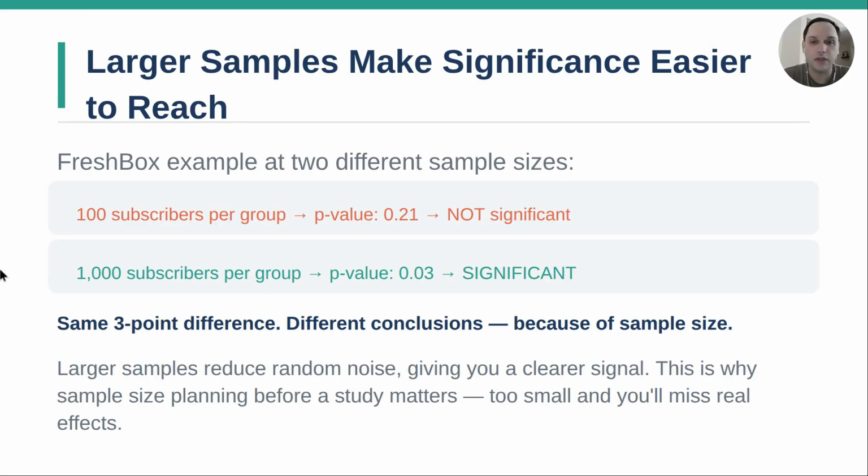This is why planning your sample size before running a study matters so much. An underpowered study, one with too few respondents, can miss real effects and lead to wrong decisions about what's working.